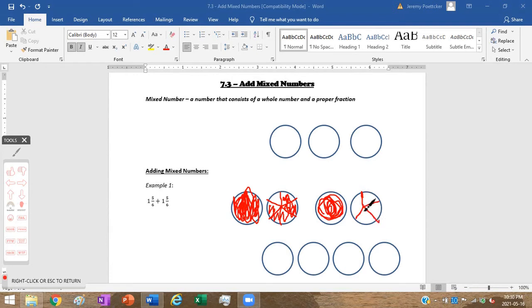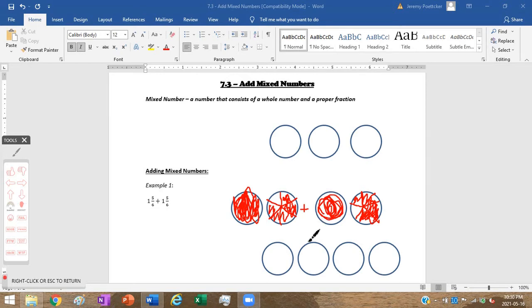And these will just get worse and worse, I am sure. Alright, we're assuming these triangles, or pie-shaped things, are all very close to the same size in reality. Alright, so we've got 1 and 5/6 plus 1 and 5/6.